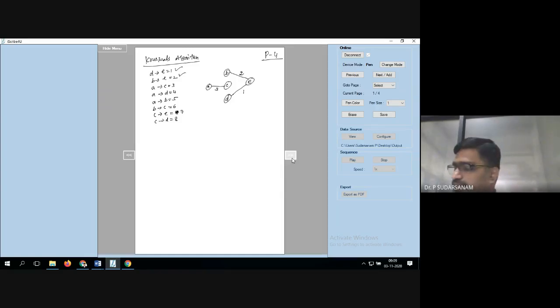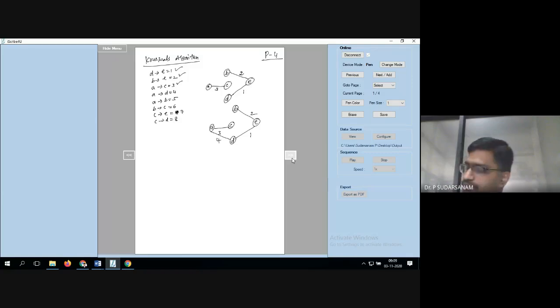A to C 3. I'll write it. So one more diagram. A, C, D, B, E: 1, 2, 3. So now this one over. Now A to D is 4. Now I can take A to D also 4.